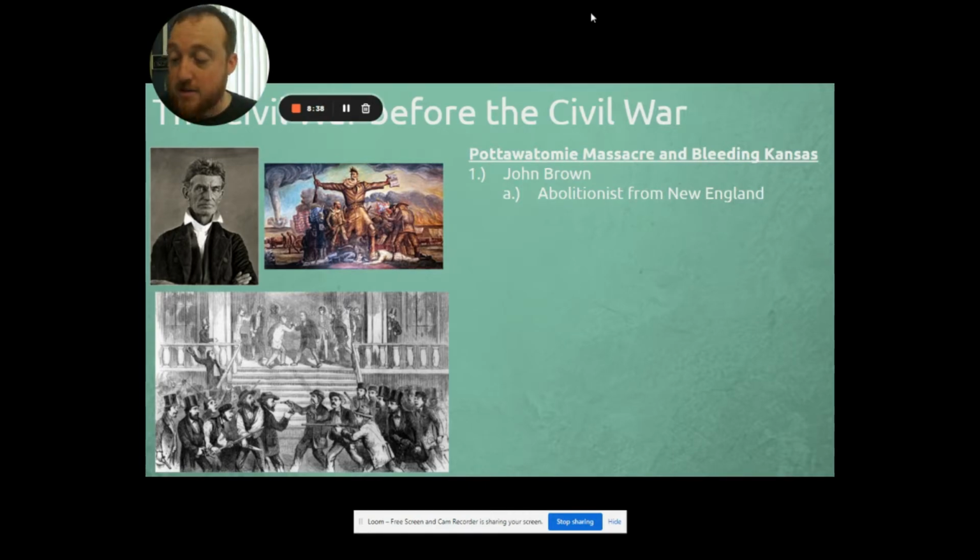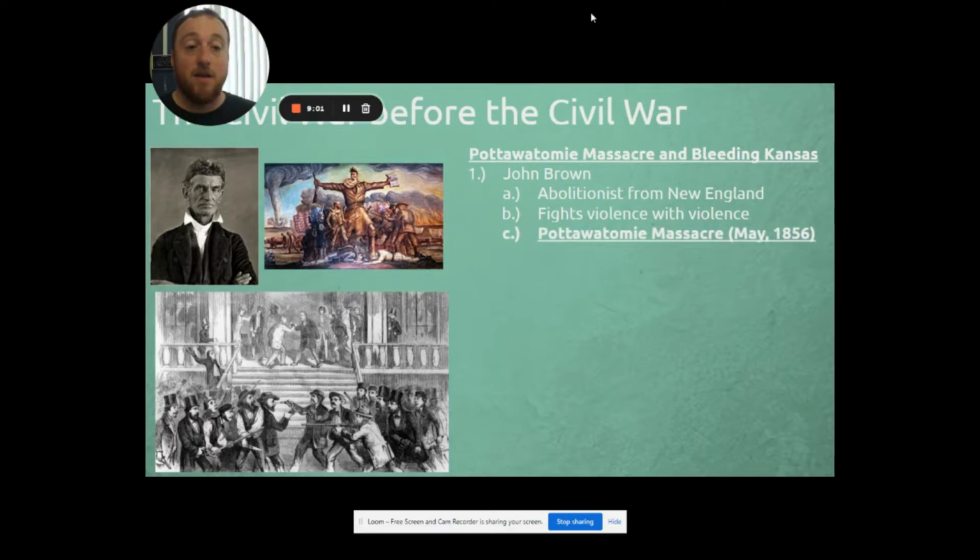Some people call him the first domestic terrorist in the United States, because he fights violence with violence. That's his idea. He's not into the whole let's work it out in the government, let's go talk about these things. No, if you're going to be mean, we're going to be mean back. And he does some pretty crazy things. The first one is the Pottawatomie Massacre, which happens in May of 1856.